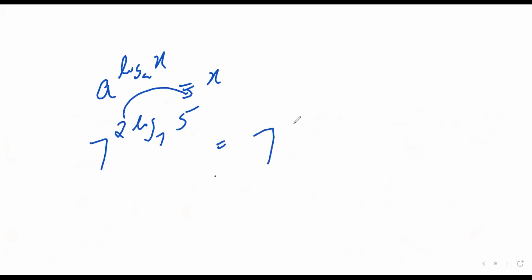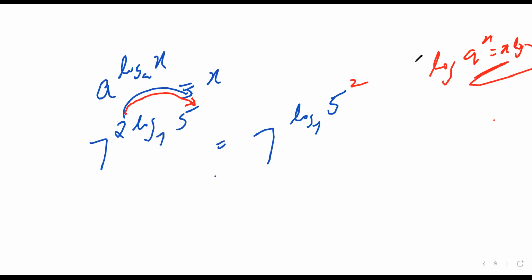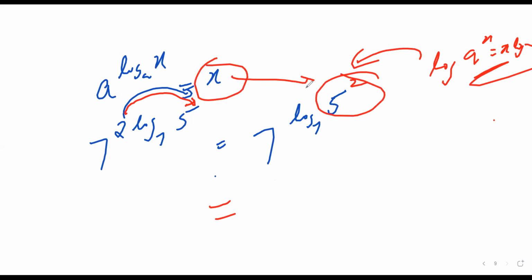In the sense, I can rewrite this as 7 power log 7 to the base 5, and this 2 I'll be shifting here, 5 to the power of 2. Log of a power x is equal to x log a. This is the same thing I'm using here. Clear? So coming to this, what is the answer? This is same as x. So what is my x here? 5 square. So 25 is the answer for this.